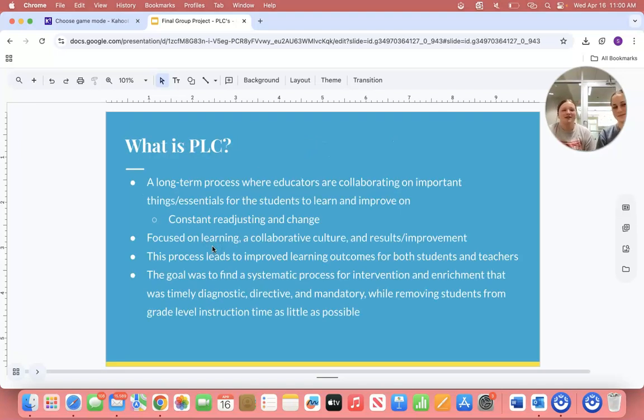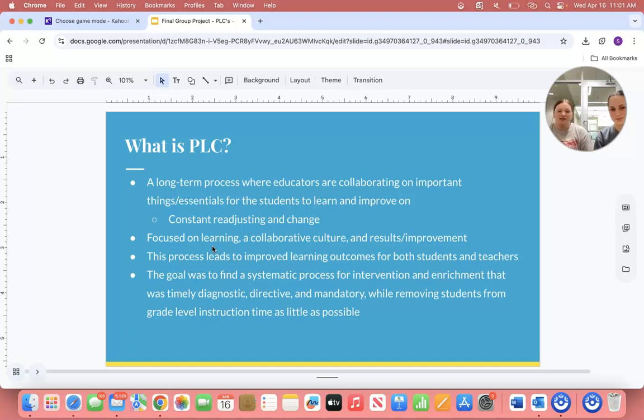So, what is a PLC? A PLC is a long-term process where educators are collaborating with each other on important things or essentials for the students to learn and improve on. So, this process comes with constant readjusting and change for the teachers. It's focused on learning, a collaborative culture, and results or improvement in the results. This process leads to improved learning outcomes for both students and teachers.